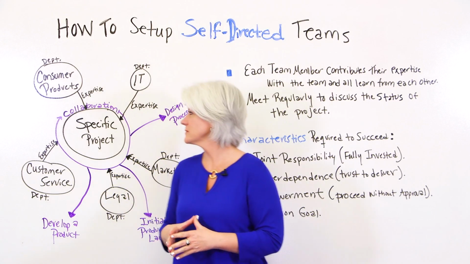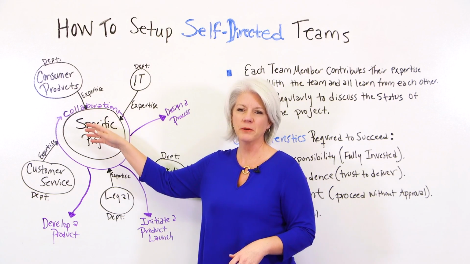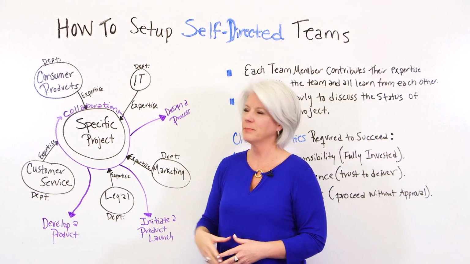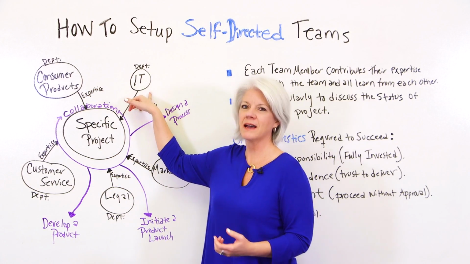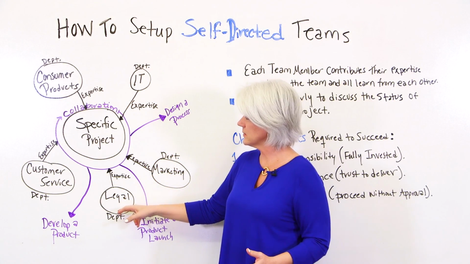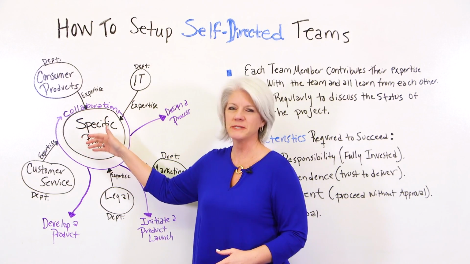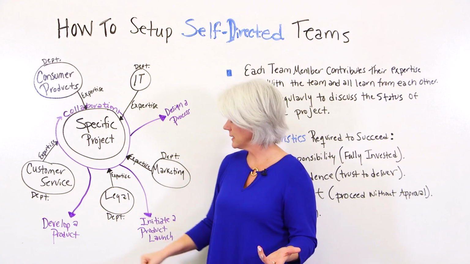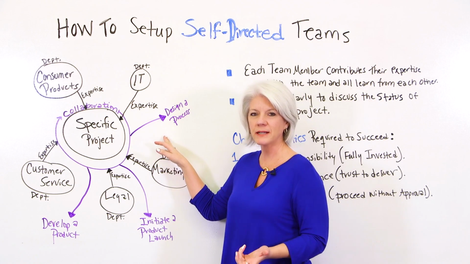So an example of a self-directed team is there's a specific project, and then you have different departments that are contributing or represented on this project. For example, you may have a department called Consumer Products. You may also have the Information Technology Department, maybe even the Marketing, the Legal, and Customer Service. So they're all collaborating on this specific project, and maybe they're working together to develop a new product, maybe they're initiating a product launch or designing a process.